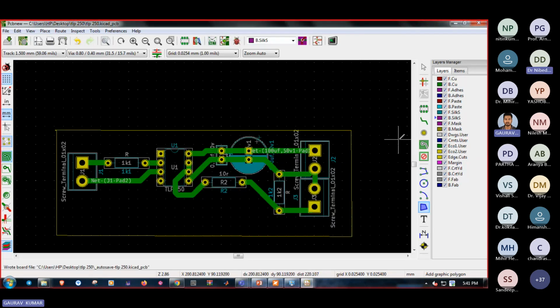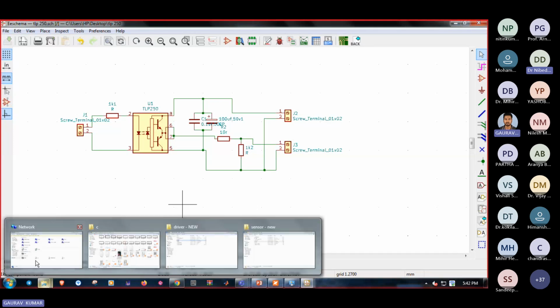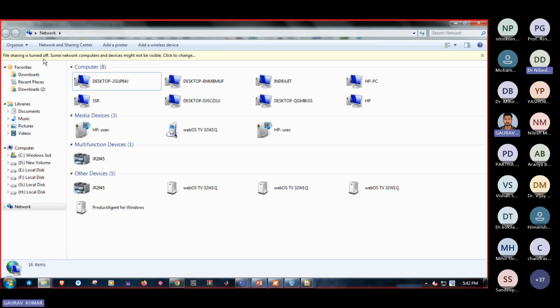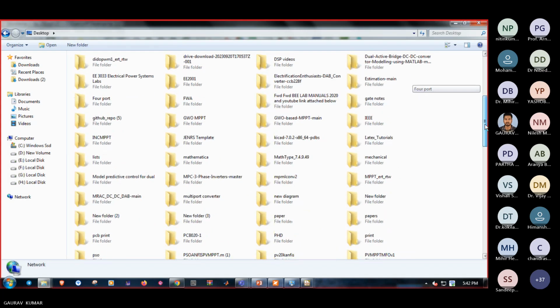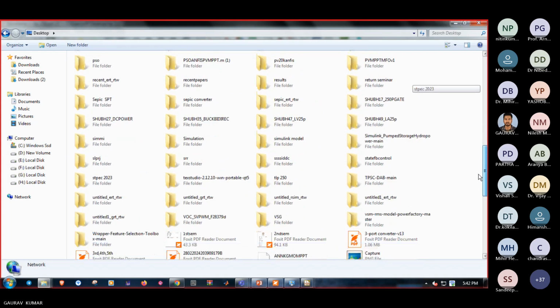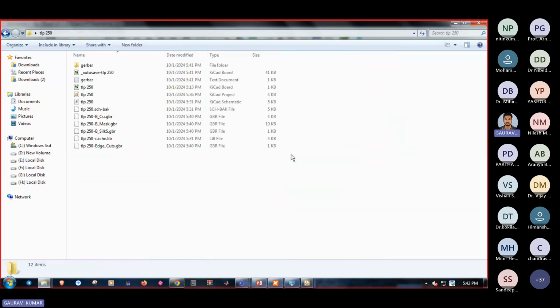Okay. So that Gerber file which is saved in the EMP2 on the desktop. See, this is the Gerber file. Okay, this file you have to share with the manufacturer so that they can print it and deliver you the PCB. That you have to share with them.